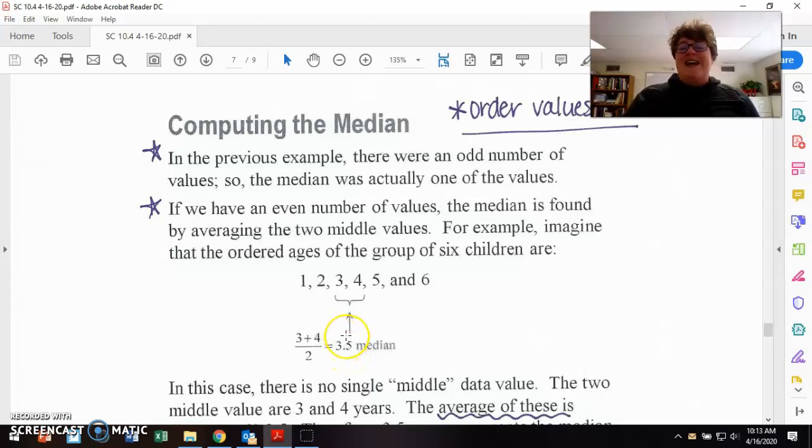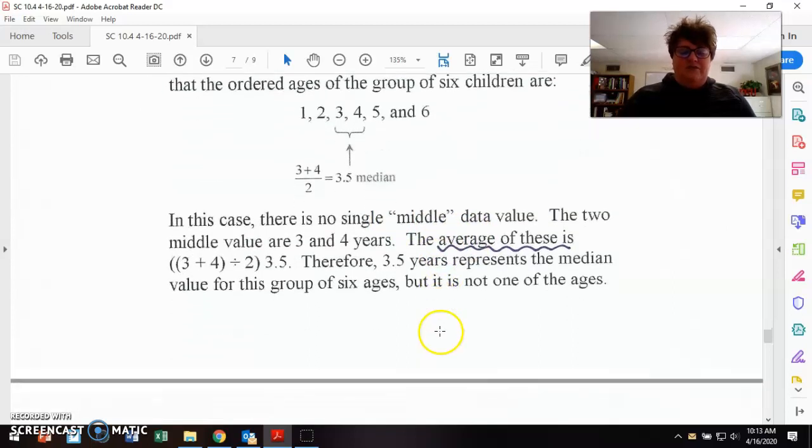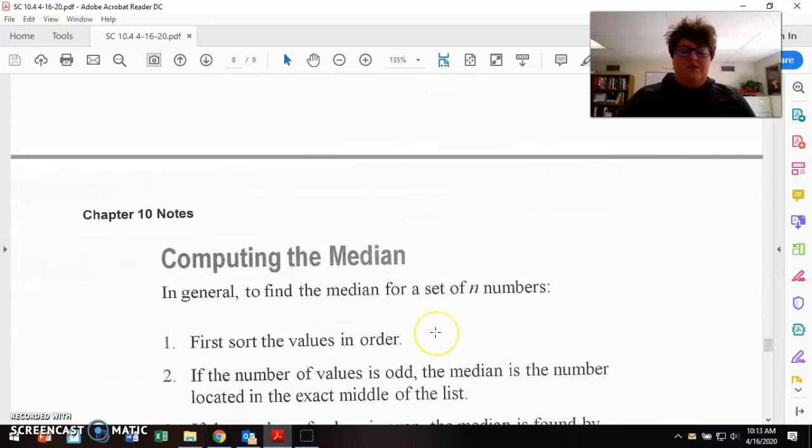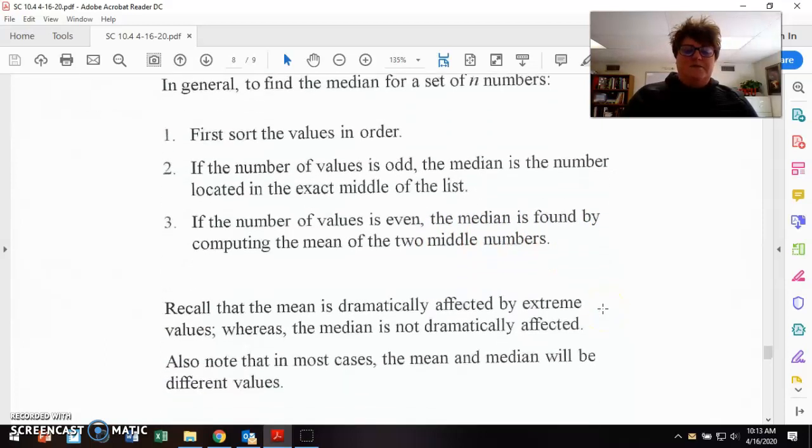Your median does not have to be a value inside of your data set. If it's an even number of data points, you're not going to have one, and you basically find the average of those two. So that's your median. To compute the median, you first sort the values. If there's an odd number, it'll be the exact middle. If it's even, you'll have to find the average of the two middle numbers.